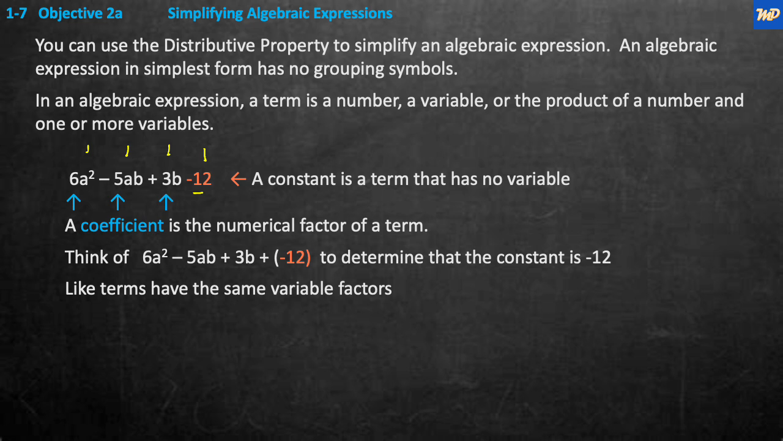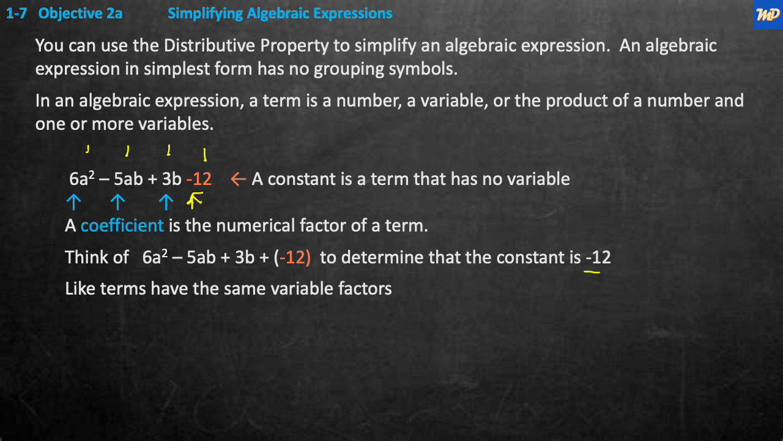And the 3 is a coefficient of the 3b. Okay, so those are the coefficients. So think of this as 6a squared minus 5ab plus 3b plus the quantity negative 12. So we've taken this negative sign right here and converted it to a positive and made the term negative. So the constant is now a negative 12.